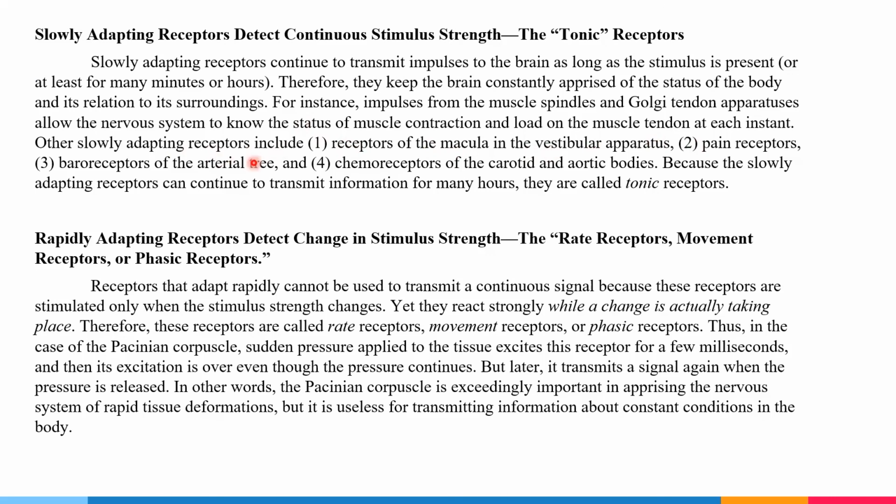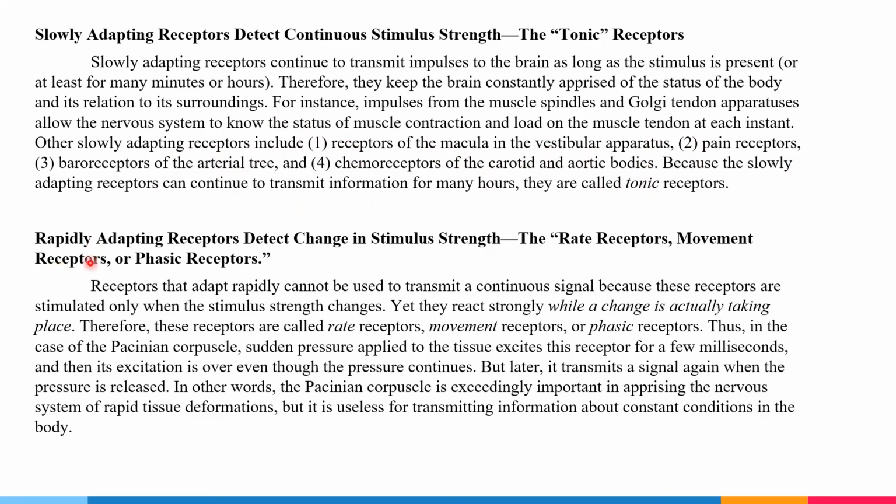Other slowly adapting receptors include receptors of the macula of the vestibular apparatus, pain receptors, baroreceptors of the arterial tree, and chemoreceptors of the carotid and the aortic bodies. Because the slowly adapting receptors can continue to transmit information for many hours, they are called tonic receptors.